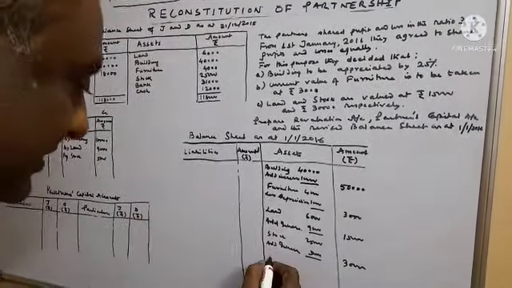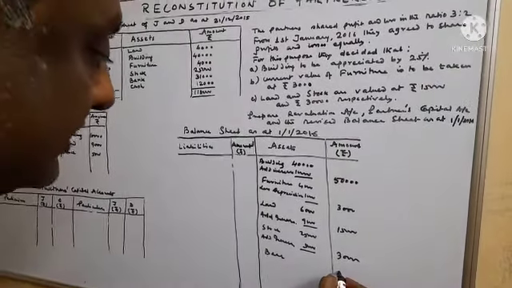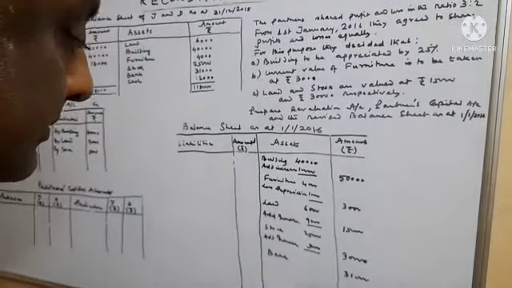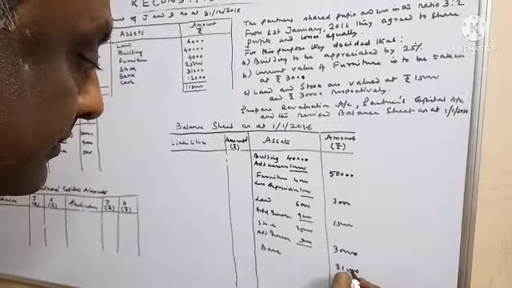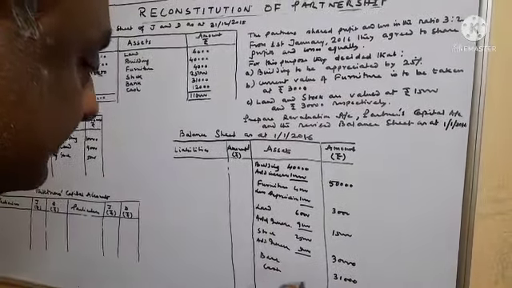Remaining assets remain as it is. It will be bank 31,000. Cash how much will be? 12,000.